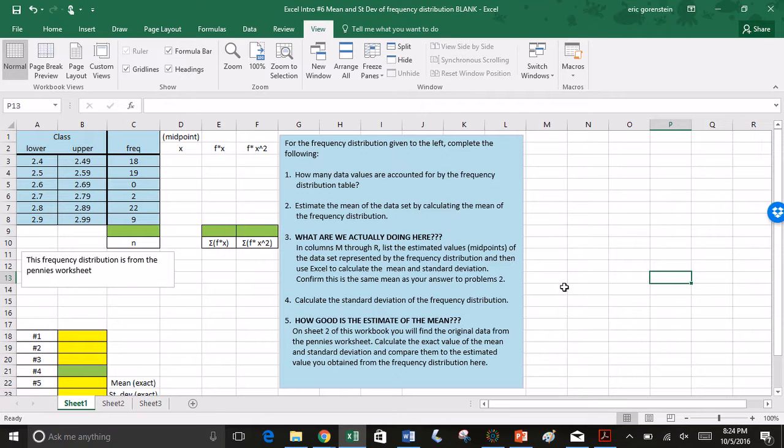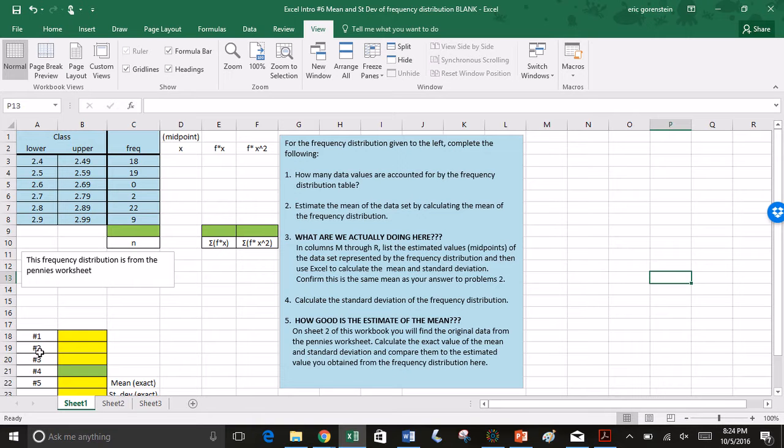Okay, on this worksheet, I'm going to use this frequency distribution to estimate the mean and the standard deviation of the original data set. The emphasis here is that we don't have any of the original data. We only have this frequency distribution. And from this frequency distribution, we can estimate very accurately the mean and standard deviation of the original data without having any of the original data.